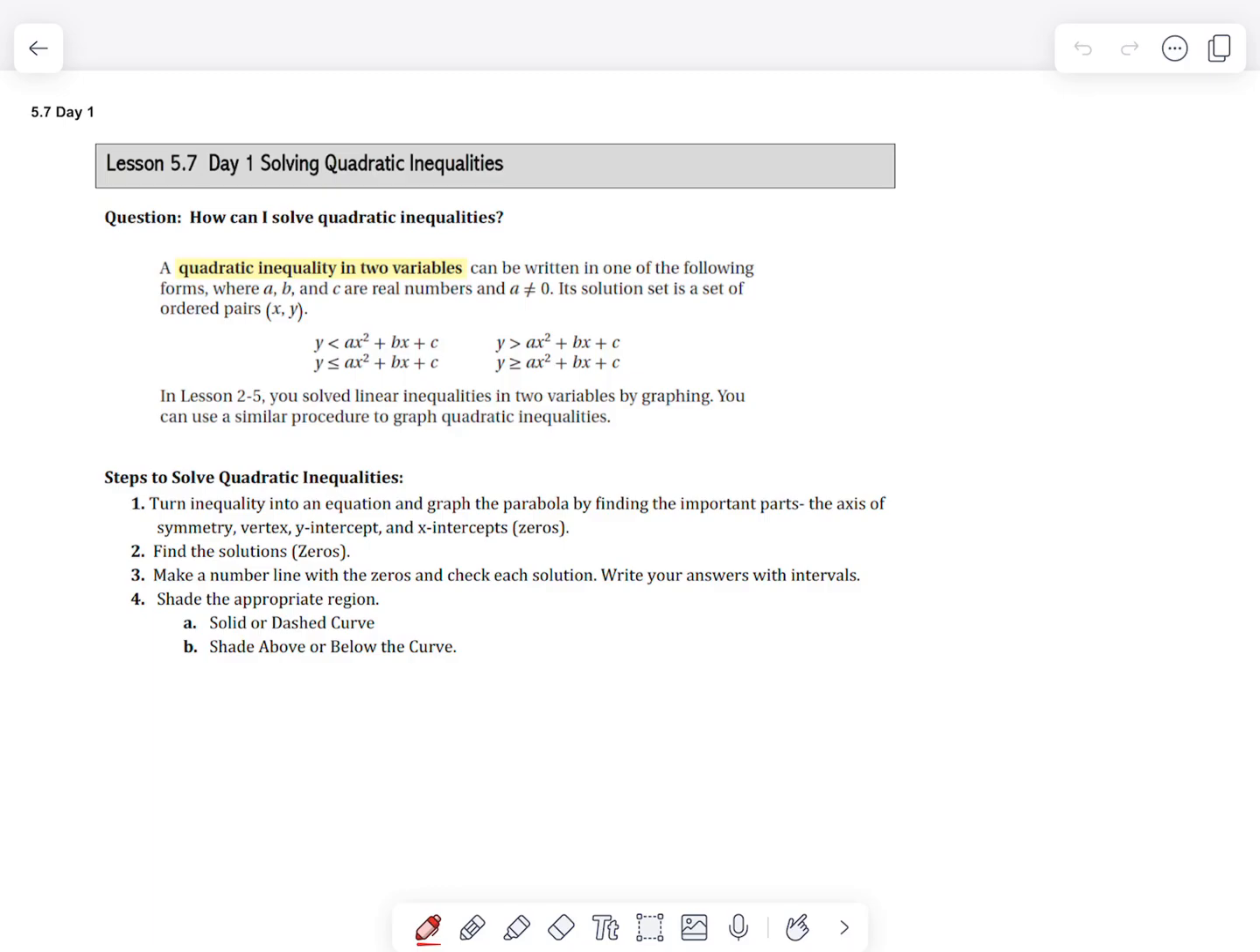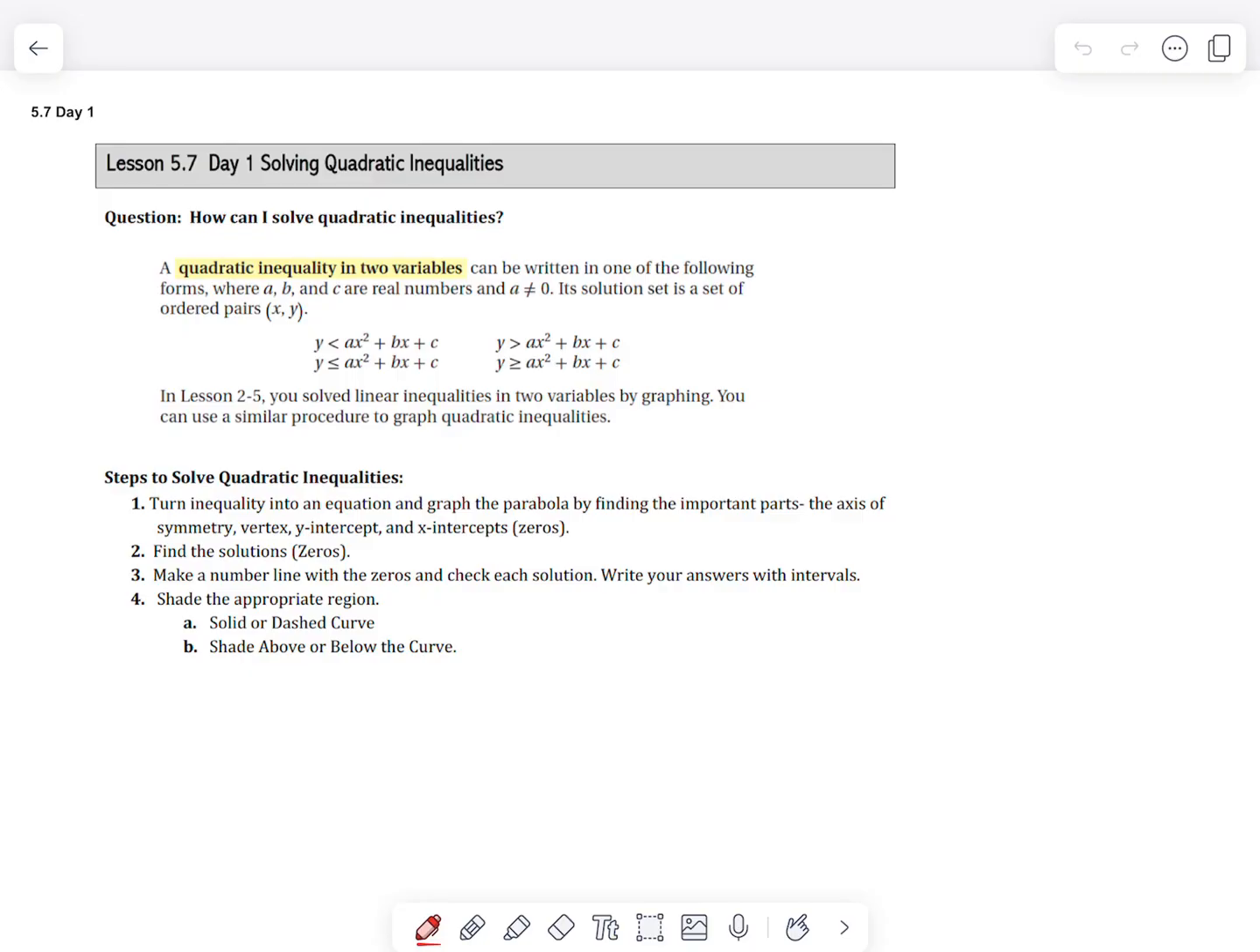All right, this topic is on solving quadratic inequalities. So we spent some time in a prior chapter on graphing linear inequalities. So we graph the line, we would shade it above or below the line. That's what we're going to be doing today, but with quadratic inequalities.